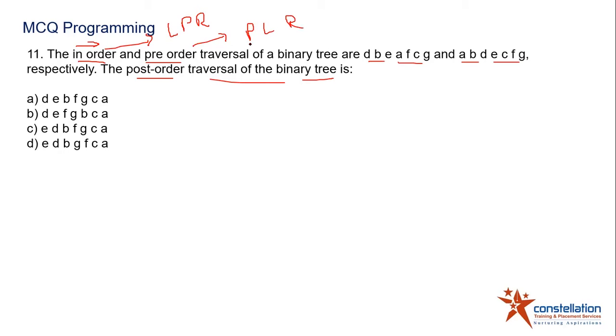So now look at it. We know that in pre-order, the first element is going to be the parent node. So here we got A. A is going to be our parent node for sure. Once we have found the parent, whatever is on the left will come on the left and whatever comes on the right will come on the right. So now we know that this part is going to be on the left and this part is going to be on the right.